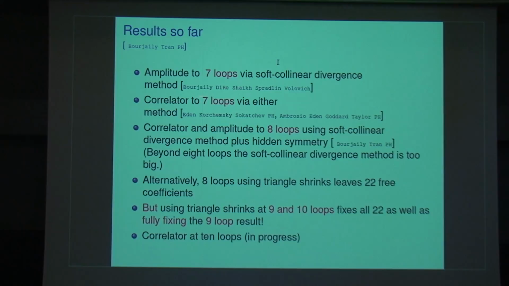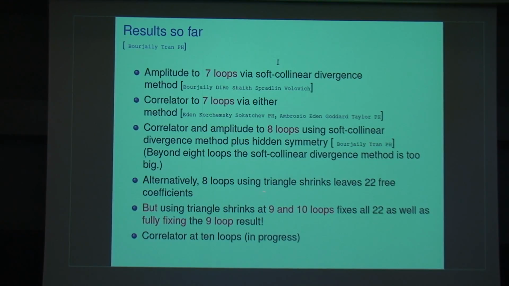But we could have done it using the 7 loop approach. The 8 loop result that we did at the end of last year was again using the soft collinear divergence method. And now we're going beyond 8 loops, towards this triangle shrink method. Now, as I already said, it's not quite as powerful, so at 8 loops, if you do it, it leaves 22 free coefficients.